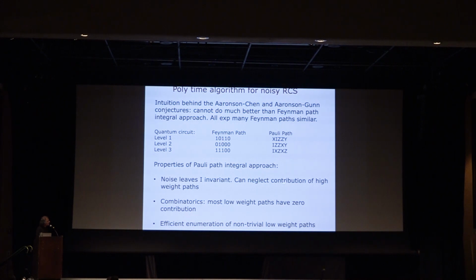And so what you can do is you can neglect the contribution of high weight paths, where weight denotes any non-identity paths. Then you can use combinatorics. So you can show that most low weight paths have zero contribution. And so that further decreases the amount of work you have to do. And you can also efficiently enumerate these non-trivial low-weight paths. And so that's what the algorithm looks like.